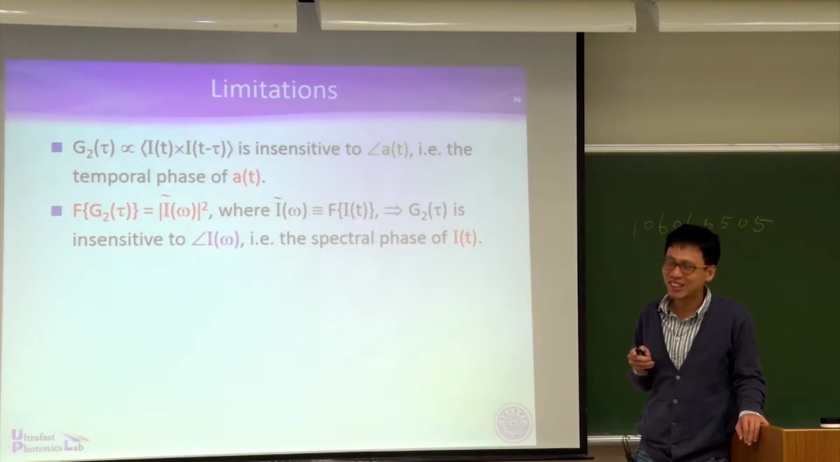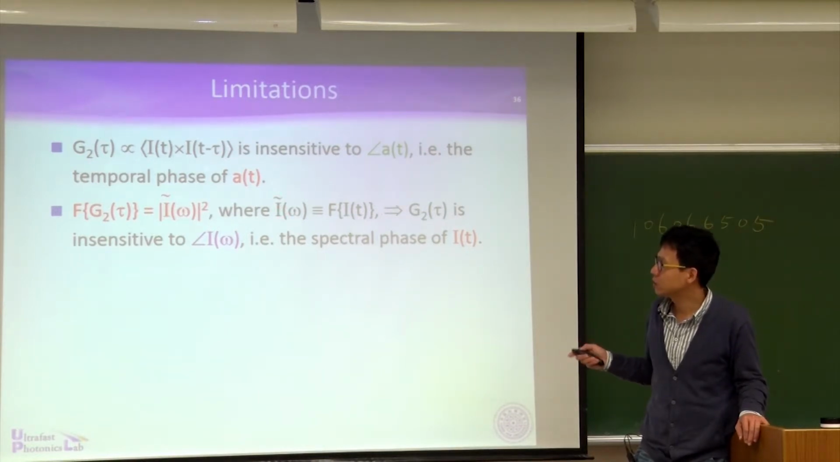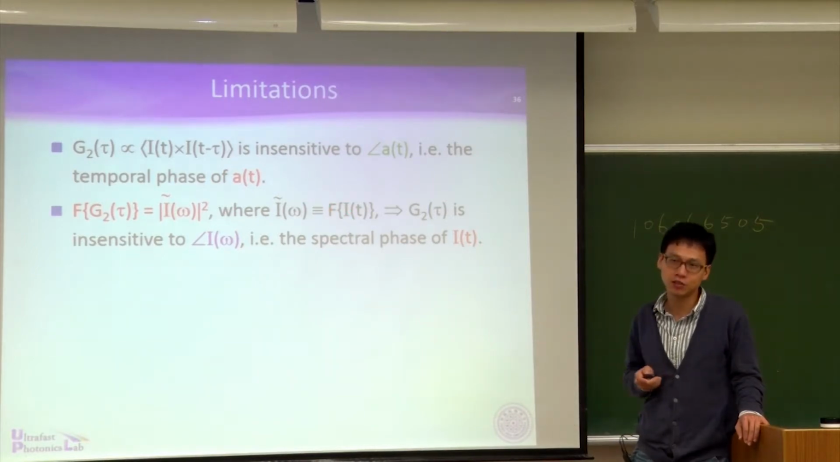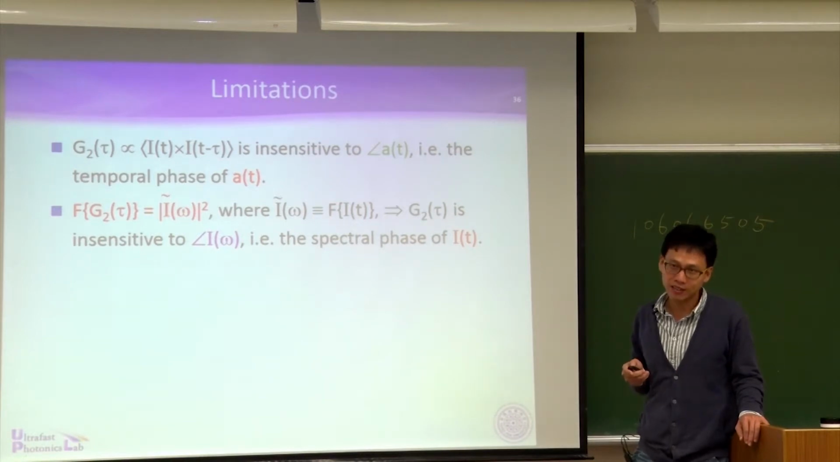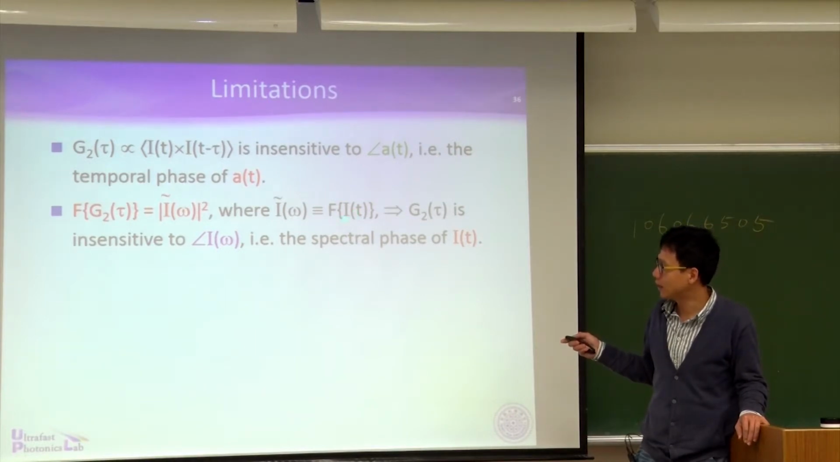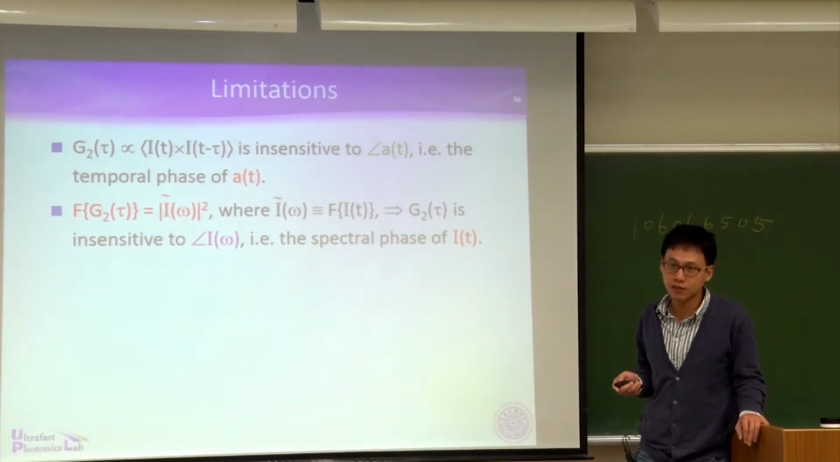Be careful. What is the power spectrum? The absolute square of big A. That is your power spectrum. Here, I tilde is nothing about big A, because it's the Fourier transform of the intensity function. This is I of t, not A of t. If this is small a of t, after Fourier transform you get big A of omega, right? The complex spectrum of the signal pulse. But this is not like that. This is the Fourier transform of intensity.